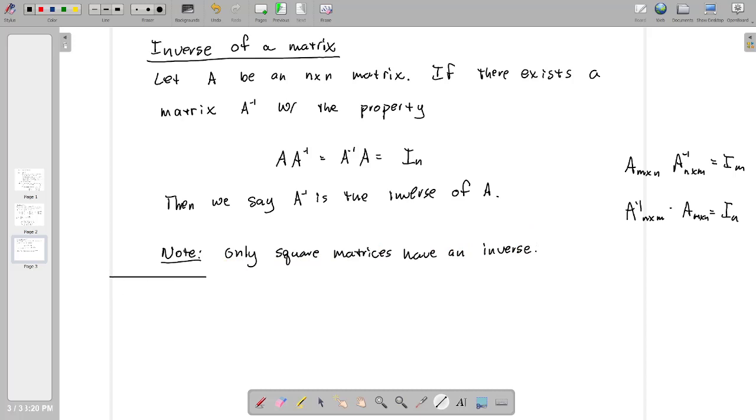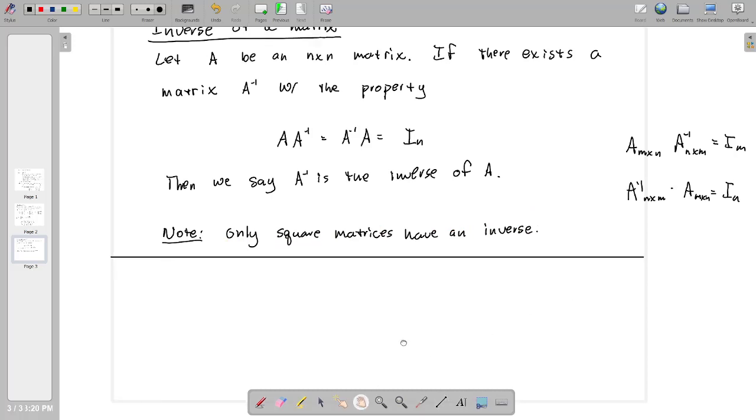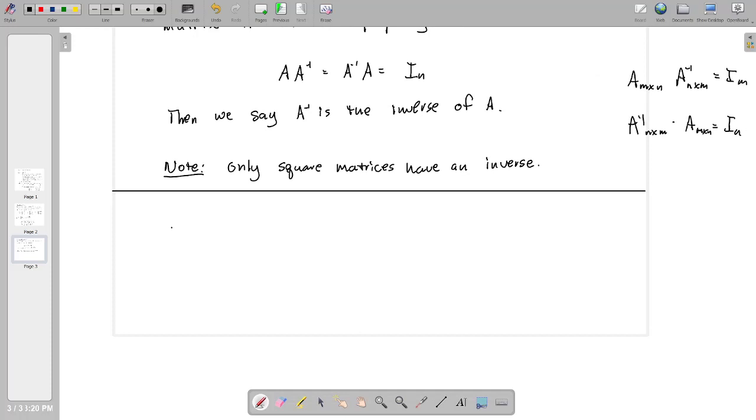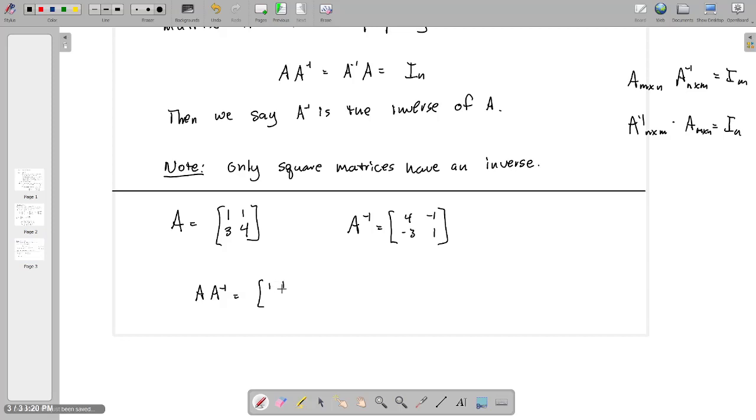Now let's show you what this actually looks like. Let's say that our A is equal to 1, 1, 3, 4. Now I'm going to give you A inverse because I want to multiply these two together to show you what happens here: 4, negative 1, negative 3, 1. So A times A inverse will equal 1, 1, 3, 4 times 4, negative 1, negative 3, 1.